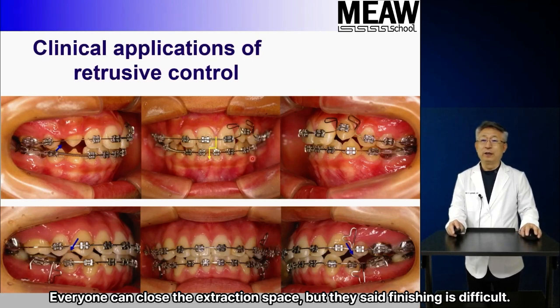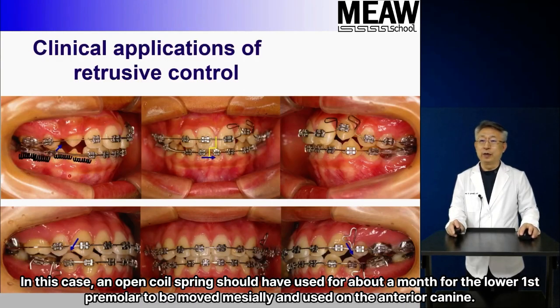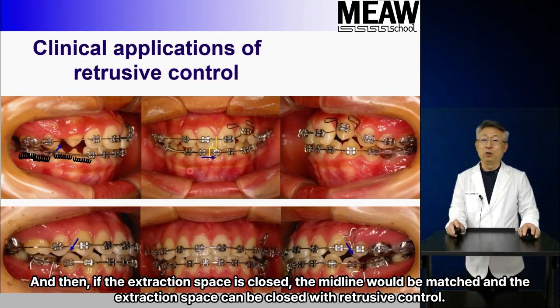Everyone can close the extraction space, but they say finishing is difficult. If the relationship is full Class 2 on the right side, finishing becomes difficult. In this case, an open coil spring should have been used for about a month for the lower first premolar to be moved mesially, and used on the anterior canine. Then the midline would be centered. And then, if the extraction space is closed, the midline would be matched and the extraction space can be closed with retrusive control.